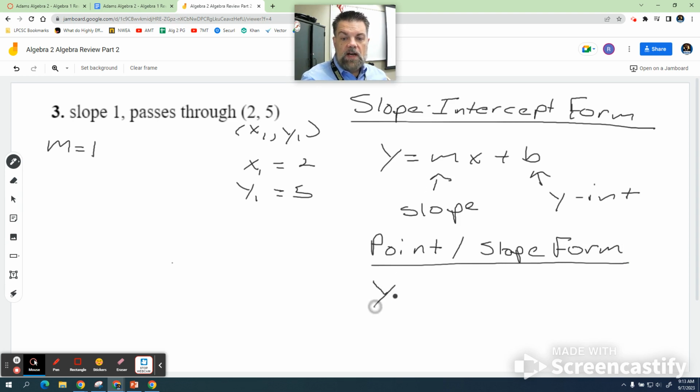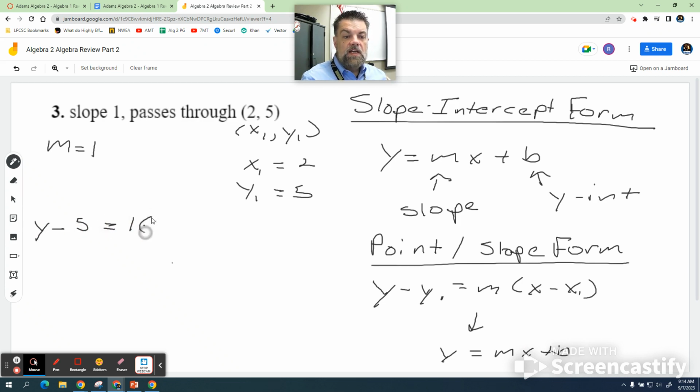And that is going to be y minus y sub 1 is equal to m times the quantity x minus x sub 1. And then eventually what we'll do is we'll solve and make it look like y equals mx plus b. That's how we solve this. So let's do it. If I say y minus y sub 1 is 5. That's equal to m, which is 1, times the quantity x minus x sub 1, which is 2.